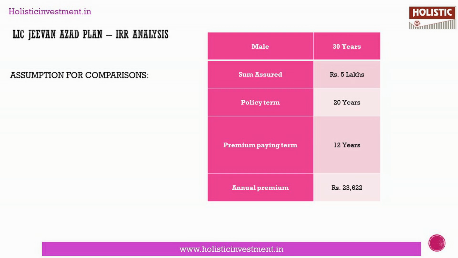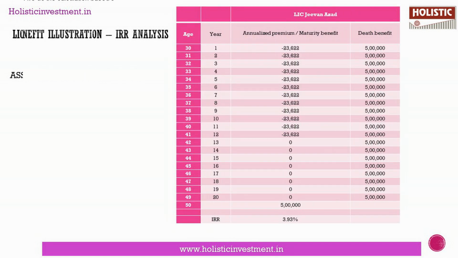For this, let us make certain assumptions by which comparing would be easier. Now there is an investor whose age is 30 years, his sum assured is 5 lakhs, policy term is 20 years, premium paying term is 12 years, and his annual premium is 23,622. This benefit illustration is taken from the LIC website, and if you see the IRR analysis of LIC Jeevan Azad plan, it has an IRR of 3.83%, which is slightly higher than bank saving rate but much lower than even bank FD rate.